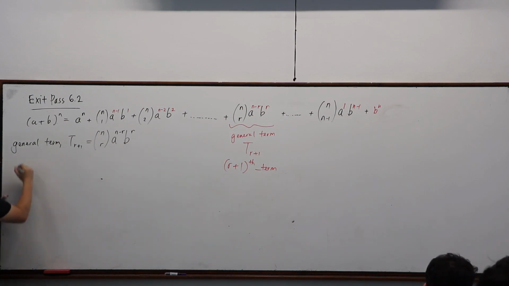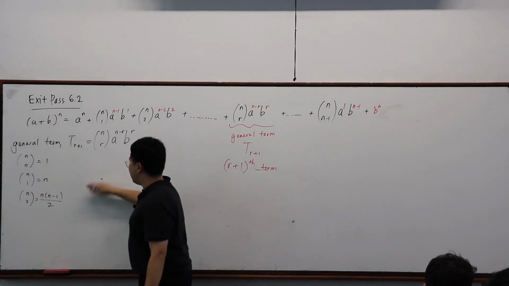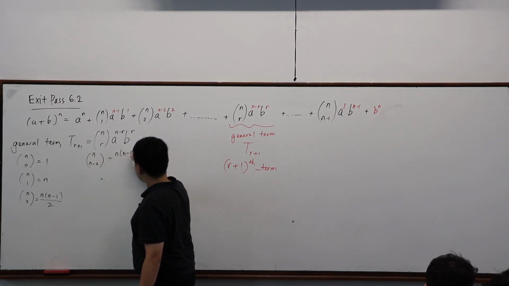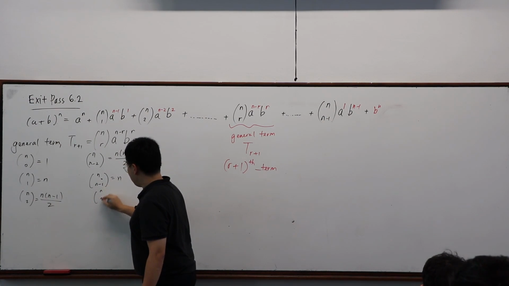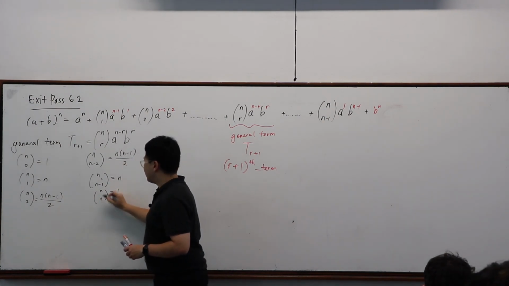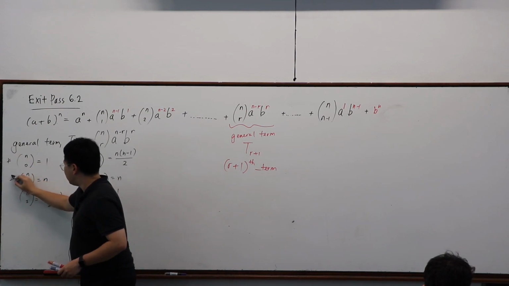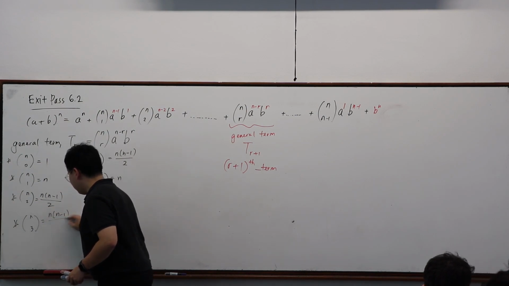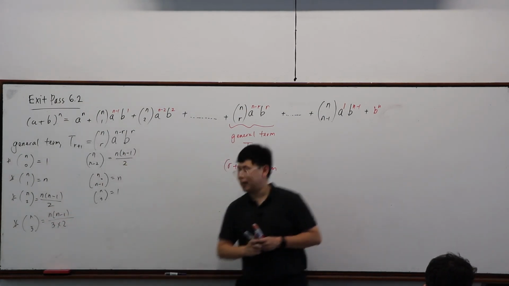We also need to use the n choose r values, especially when the power is unknown. So we need a few special results for n choose something. n choose 0 is 1, n choose 1 is n, n choose 2 is n(n−1) over 2. On the other side, n choose n−2 is the same thing, n choose n−1 is n, and n choose n is 1. So these are the few. If you want one more, I give you one more: n choose 3 is n(n−1)(n−2) over 3 times 2 times 1.